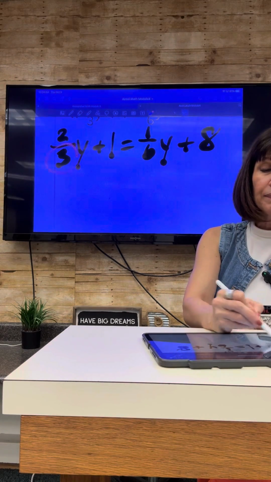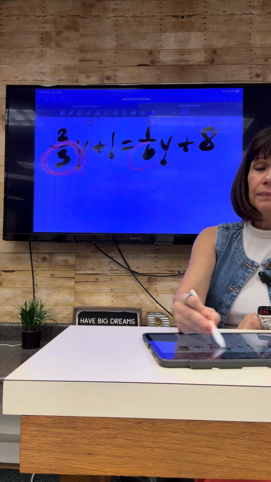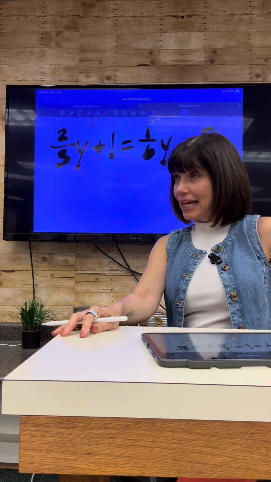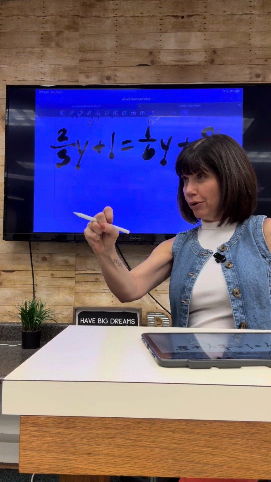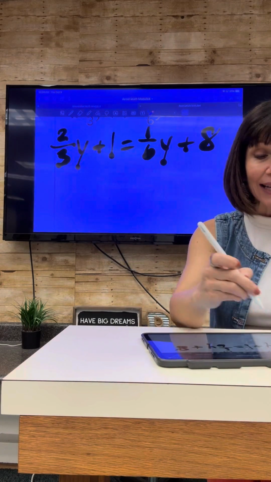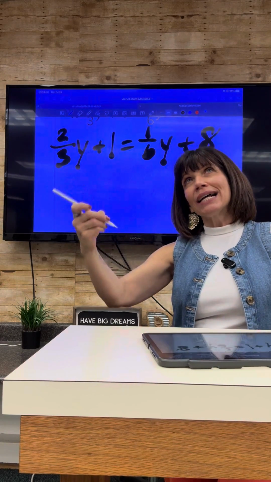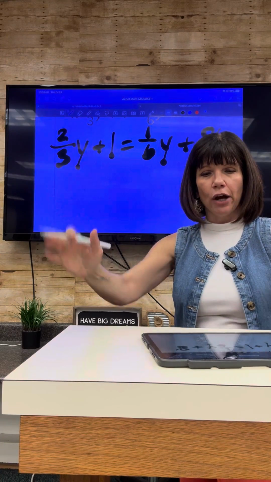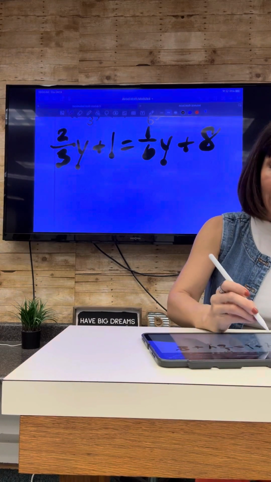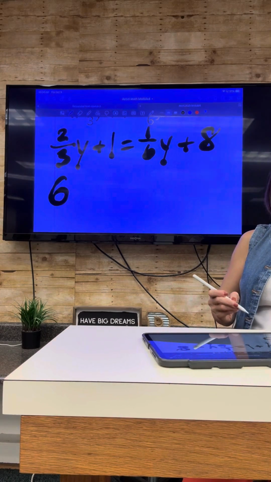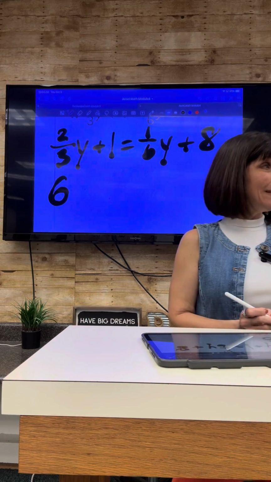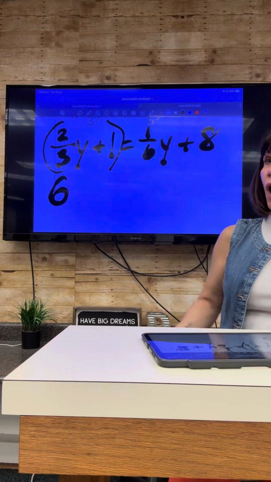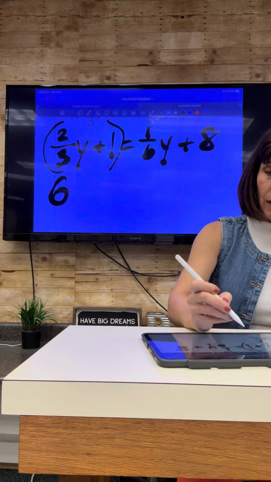Read the first one. 3. Read the second one. Which is a bigger number when it's a whole number? 6. Grab that bigger number and use it as distributive property to help you get rid of the fractions. Just sit tight. Here we go. So please write 6. Then in parentheses, I want you to write 2/3 y plus 1. Go ahead.